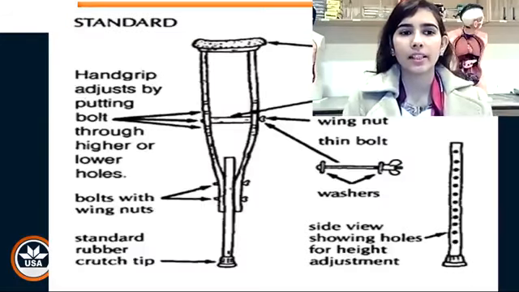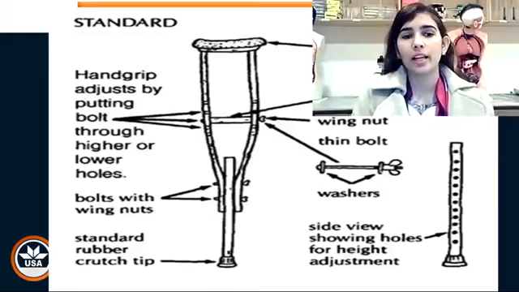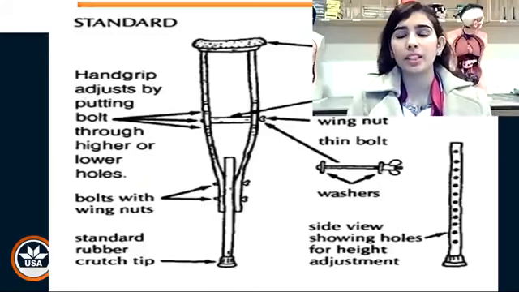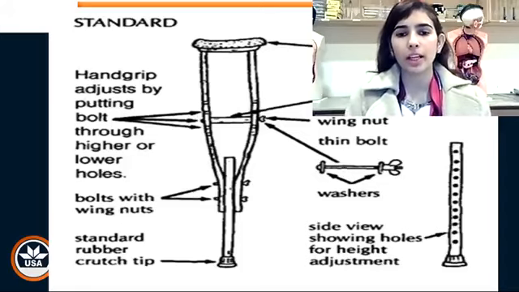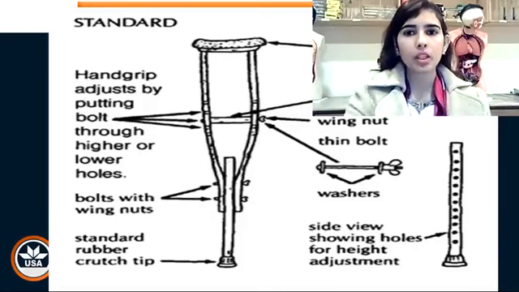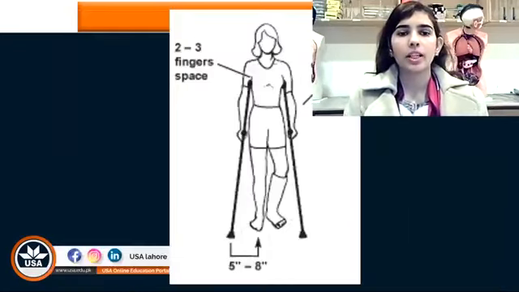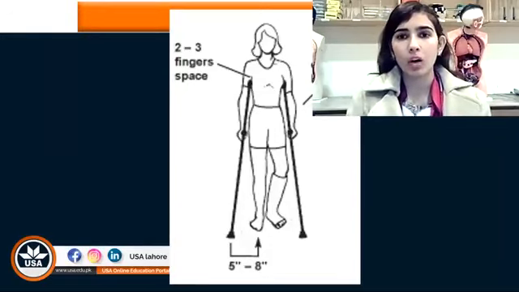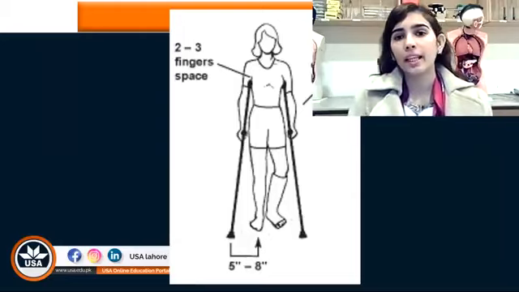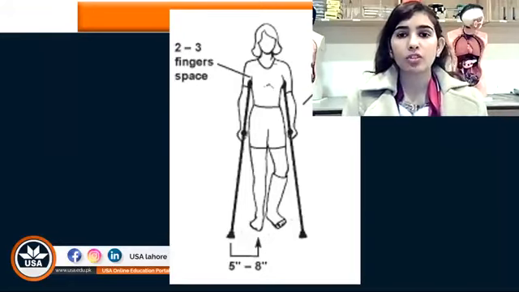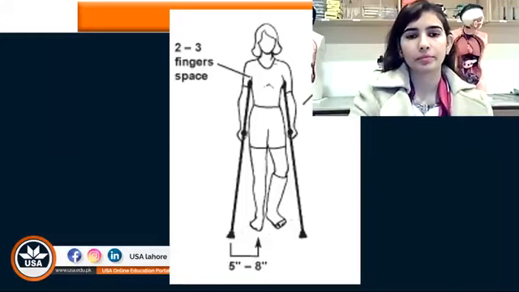So this is the standard type of axillary crutch. First comes the axillary pad, then comes the hand grip. There could be thin bolts for adjustment. There can be washers for the adjustment, and after that we have the rubber tips to reduce friction. And then in this picture, again you can see there should be a 2 to 3 fingers distance from the axilla to the axillary pad, and there should be a 5 to 8 inches or 20 centimeter distance of the axillary crutch tip from the foot.